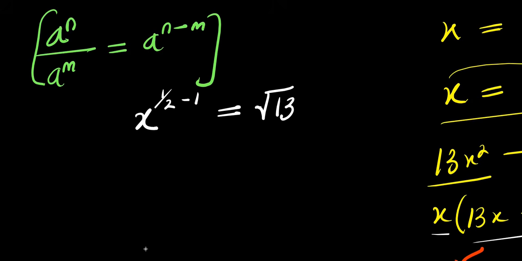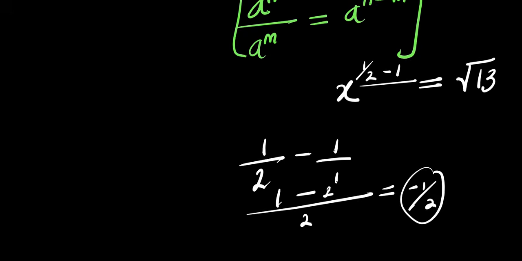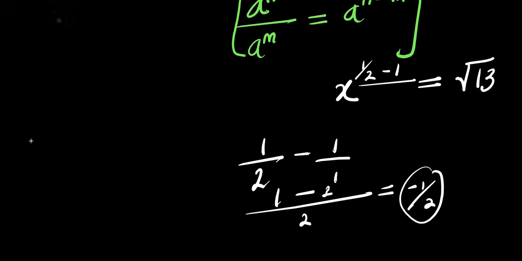And from here, subtracting 1 from 1 over 2, we have 1 over 2 minus 1 over 1. The LCM here is 2. 2 divides 1, 1 times 1, we have 1 minus 2 divides 1, 2 times 1, we have 2. 1 minus 2, this is negative 1 over 2. So that means we are going to have x to the power negative 1 over 2 equals the square root of 13.